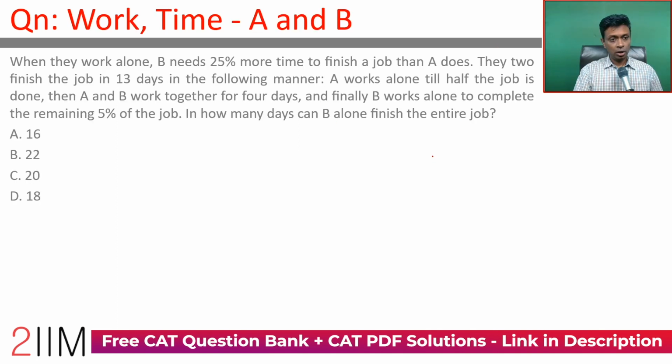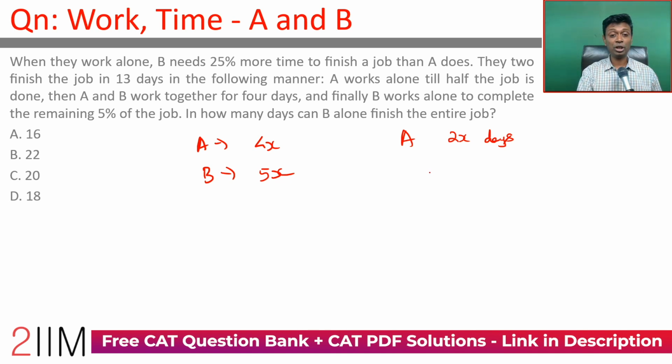When they work alone, B needs 25% more time to finish a job than A does. So if A takes 4x days, B will take 5x days to finish the job. They two finish the job in 13 days in the following manner. A works alone till half the job is done. So half the job is done, A works alone. So A works alone for 2x days.